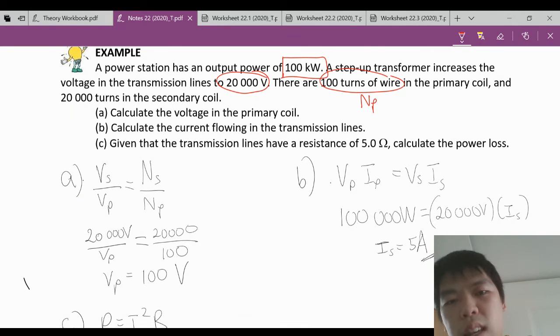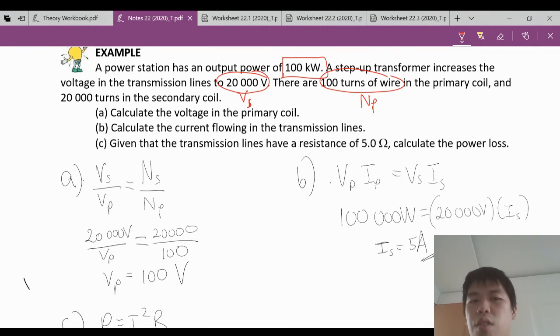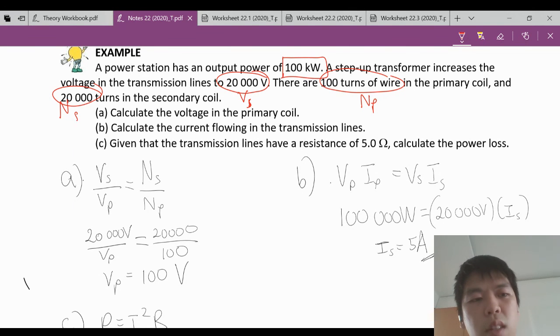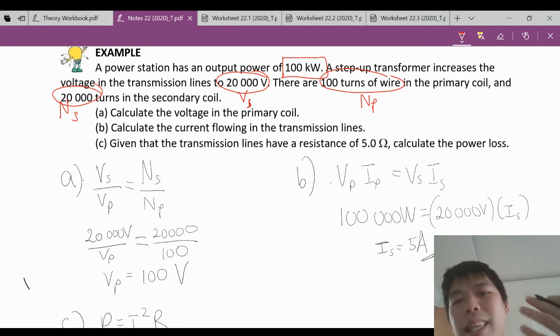So this is your secondary. Your voltage is in the secondary coil, and there are 20,000 turns in the secondary coil. So this is the number of turns in the secondary. They want you to calculate the voltage in the primary coil. That means, what is the voltage that is put in when it leaves the power station?